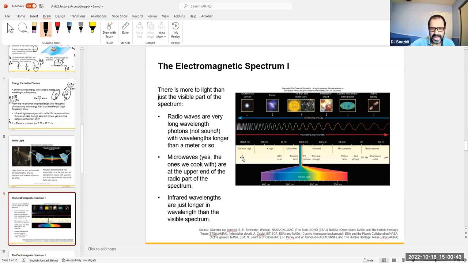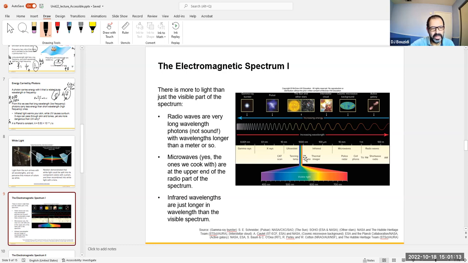Okay, so you have the gamma rays that are extremely short rays, then you have the X-rays, and then you have the ultraviolet. CAT scan is somewhere in this range. So the ultraviolet, and then the visible light, the entire visible light spanning from the violet all the way to the red, is this narrow band.